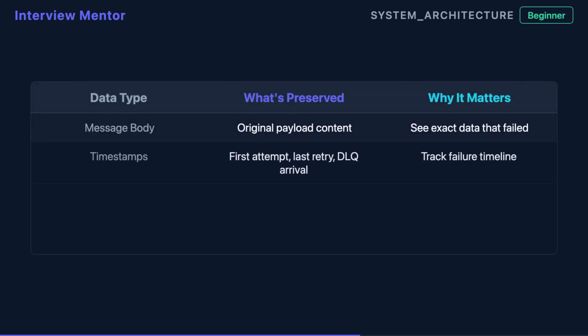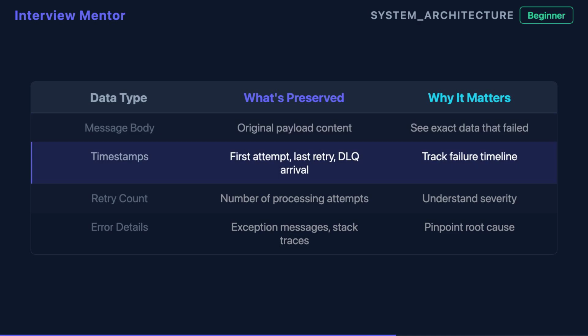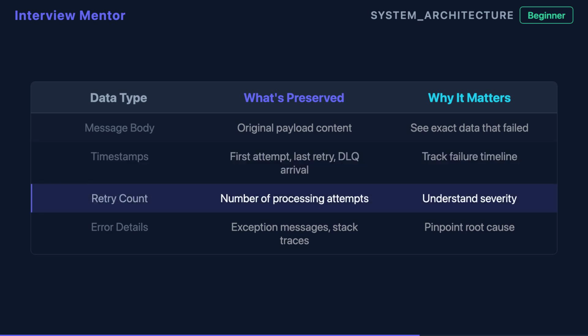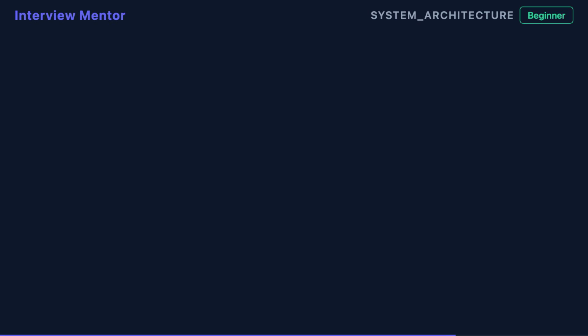Here's the crucial part. DLQs preserve not just the message content, but also metadata like timestamps, retry counts, and error details. This makes debugging much easier. You can see exactly when the message first failed, how many times it was retried, and what exceptions were thrown. This forensic data is invaluable for fixing production issues.